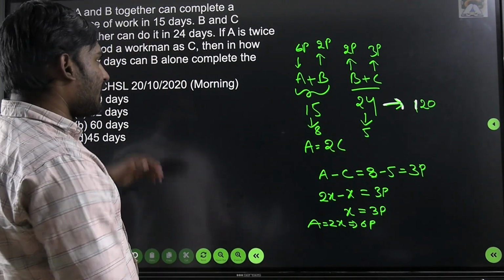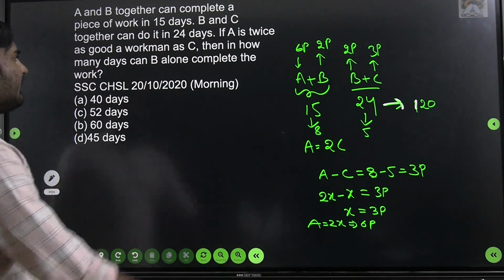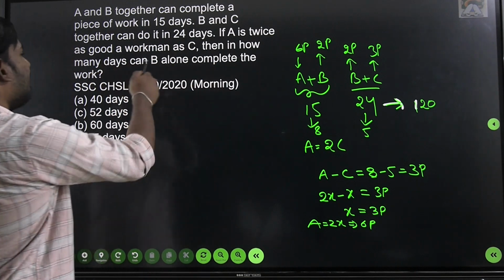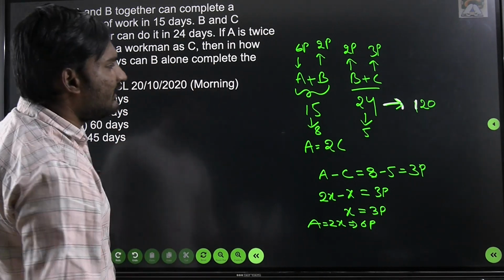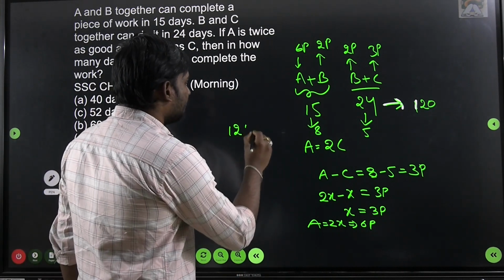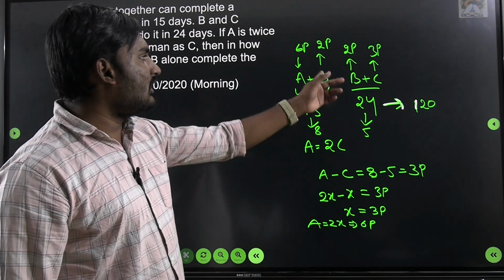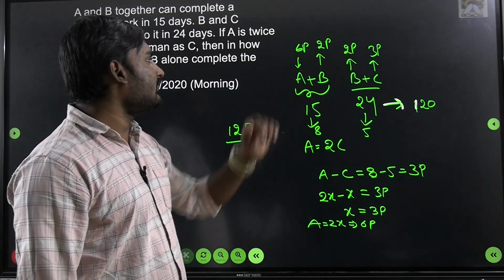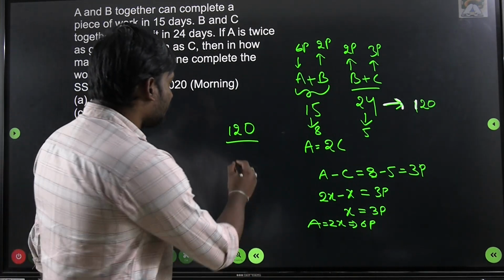The equations are matched. Now it is given: in how many days can B alone complete the work? Total work is 120 parts. By this we got B is working daily 2 parts.